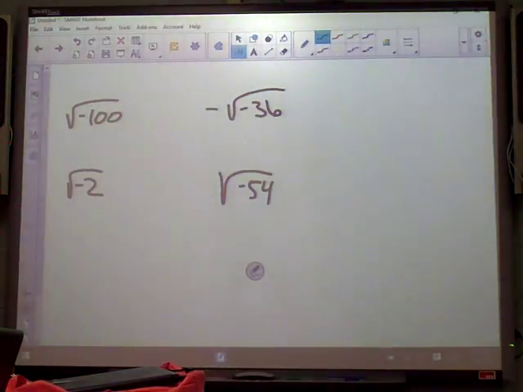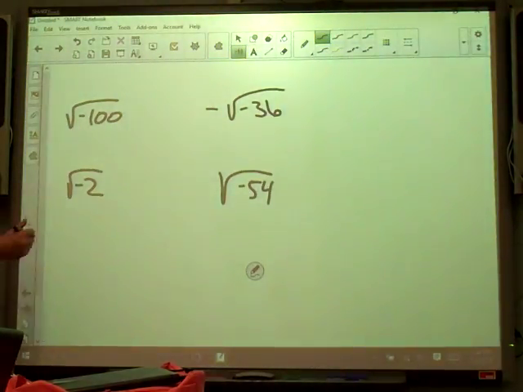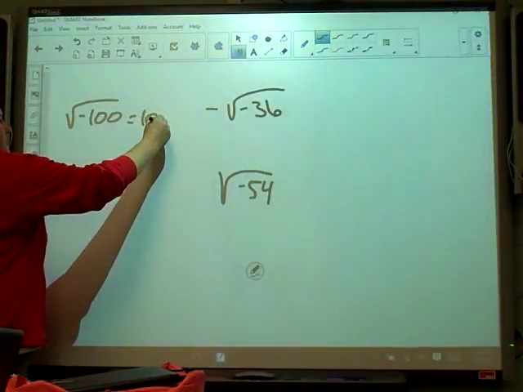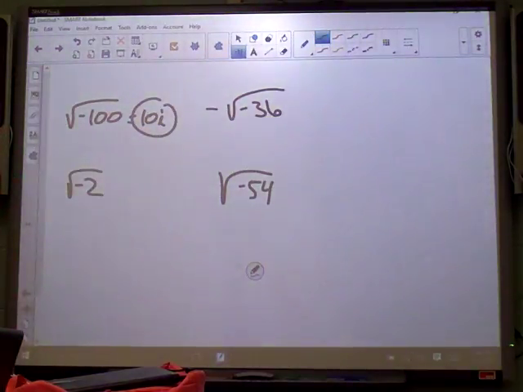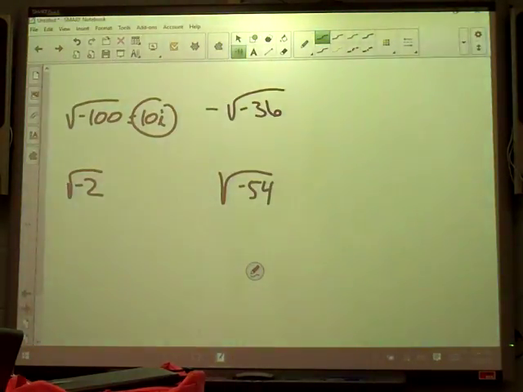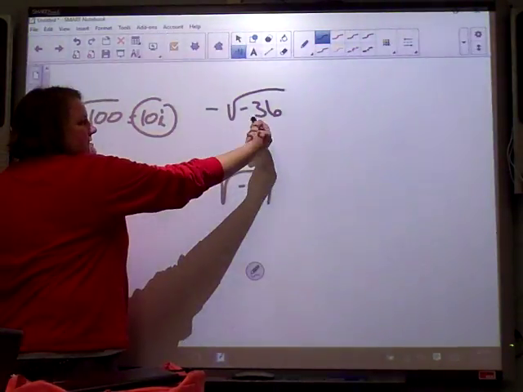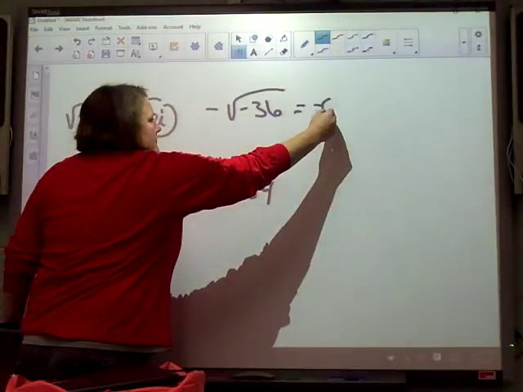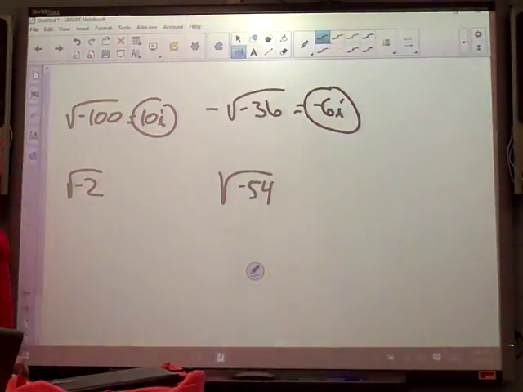Is 100 then a perfect square? Something times itself equal 100? 10. So my answer here is just 10i, and that's it. Okay, that negative stuck the i on the end. It's that easy. Alright, so what about that second one that's got a negative stuck out in front? Is it 6? 6. Very good. Just means our answer will have a negative stuck in front. This gets me 6i. This gets me a negative. Dog, y'all are good.